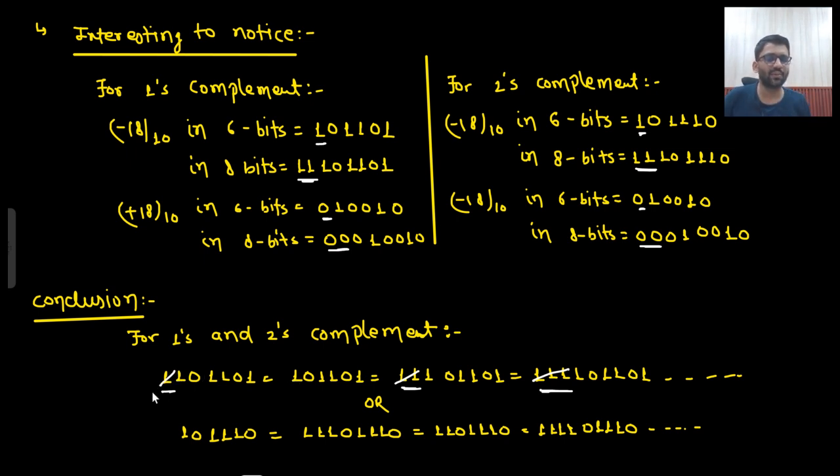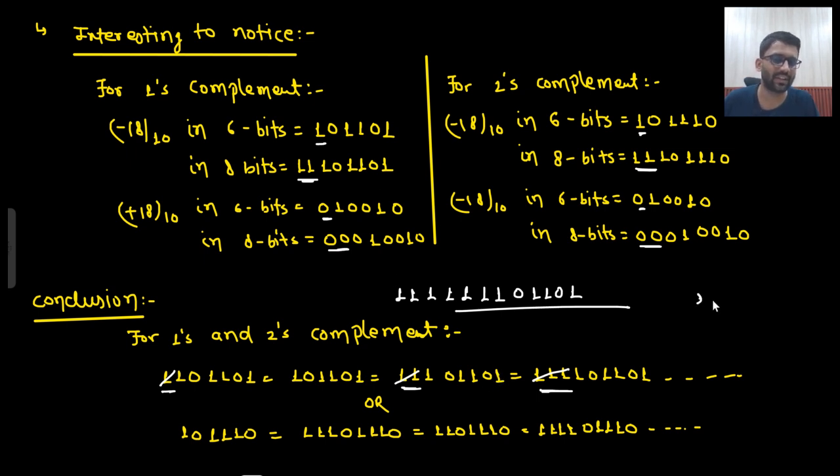Say I have denoted this number in 6 bits, and someone asks you to denote this number in 12 bits. Write down the 1's complement of minus 18 in 12 bits. You can write it in 6 bits very quickly, and then for the rest you need to add 1's. Just keep on adding 1's, nothing else. So 12 bits, so 6 plus 6. That's it. This is the answer in 12 bits.